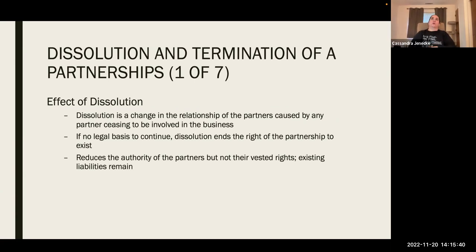Now, dissolution, termination, right? It's the divorce part of being a partner and being engaged in a partnership. So a dissolution basically changes the relationship of the partners, and it can be caused by any partner ceasing to be involved in the business. If no legal basis to continue the partnership exists, then the dissolution ends the right of the partnership to exist in its current form. What that does is it reduces the authority of the partners, but not their vested rights. So any existing liabilities that they have pending dissolution are still going to remain, and they're still going to be personally liable for their share of it.